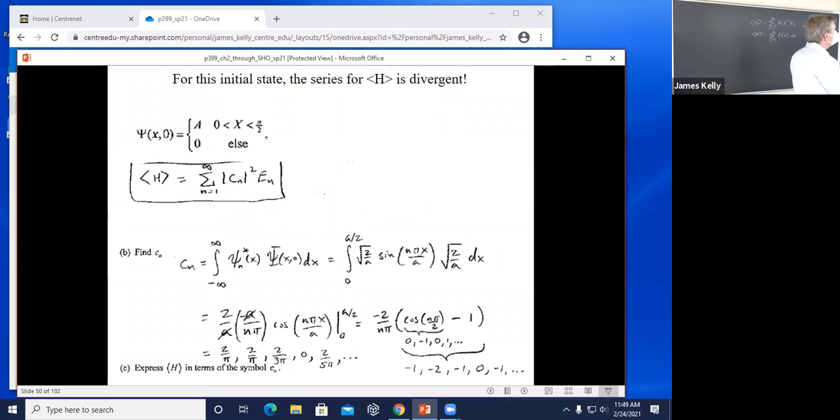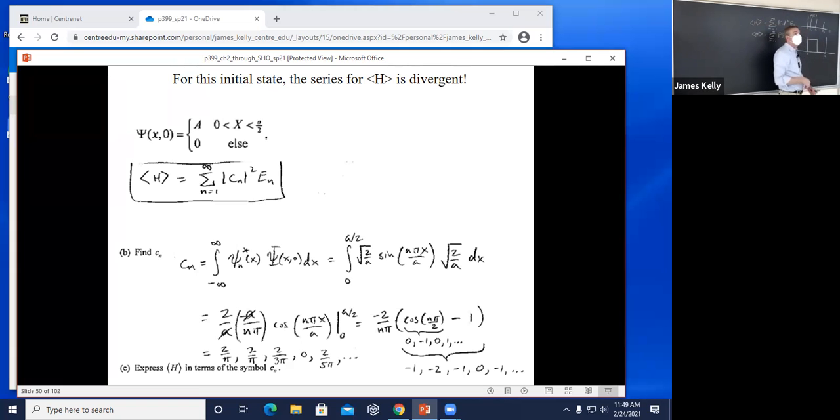It comes from the fact that the initial state that I chose, which was made to make your life easy, looks like this. Here's our infinite well, here's 0, here's A. Our initial state was constant until you get halfway across, and then it goes back to 0 again. That was the shape of psi at time t equals 0. And notice we've got discontinuities or very sharp edges there.